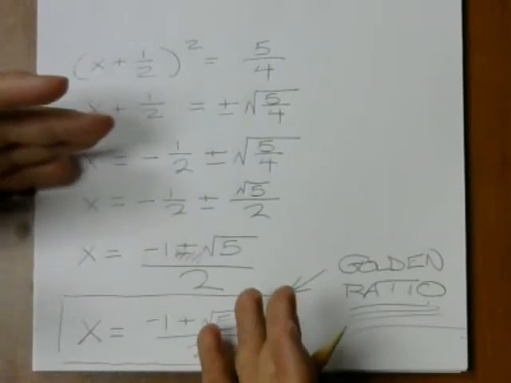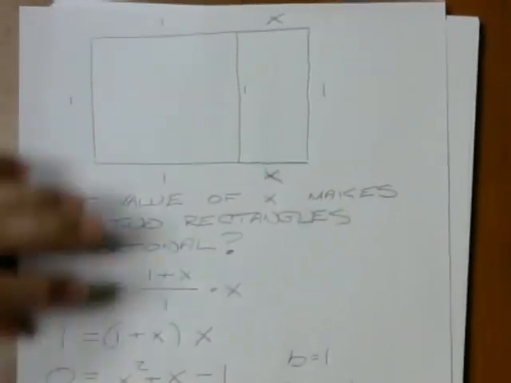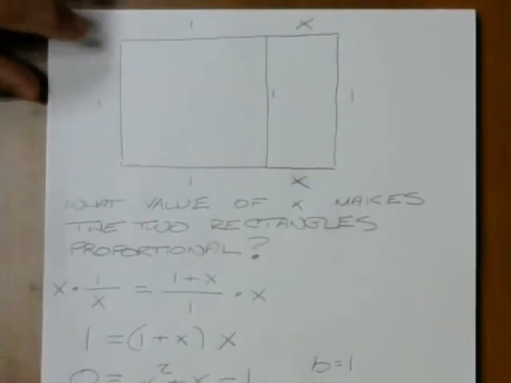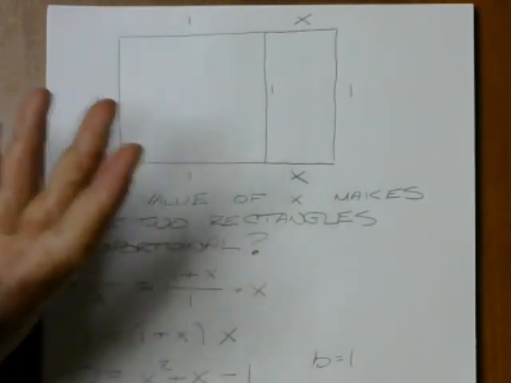But that is a nice little example of completing the square in order to solve a different type, a very geometric but different type of word problem, which turns out to be a quadratic equation.